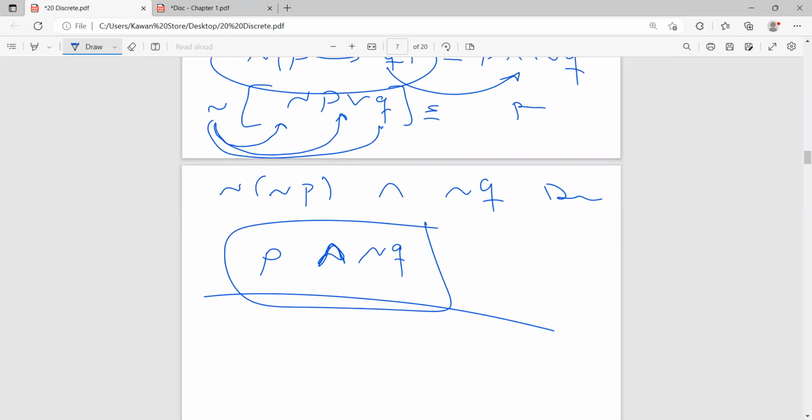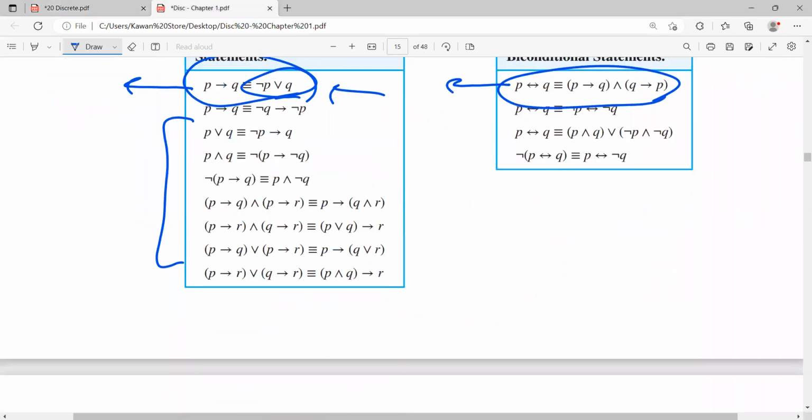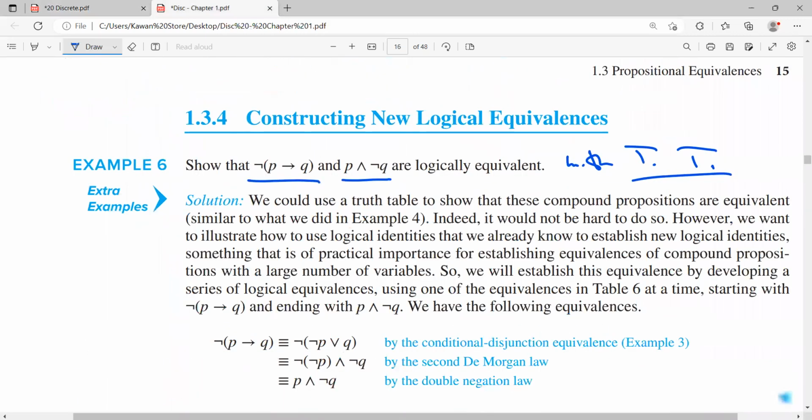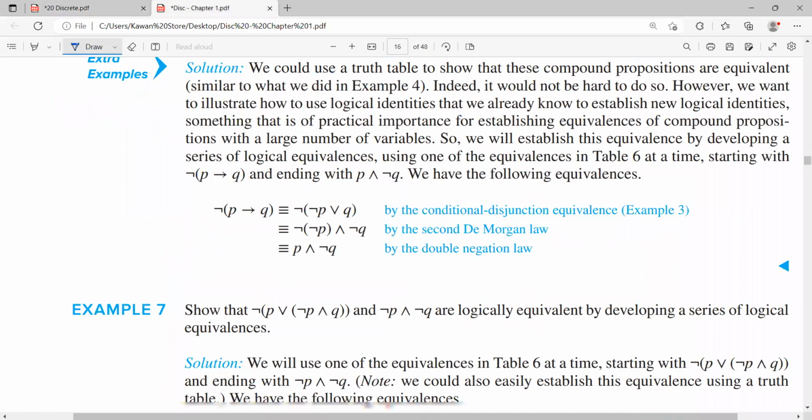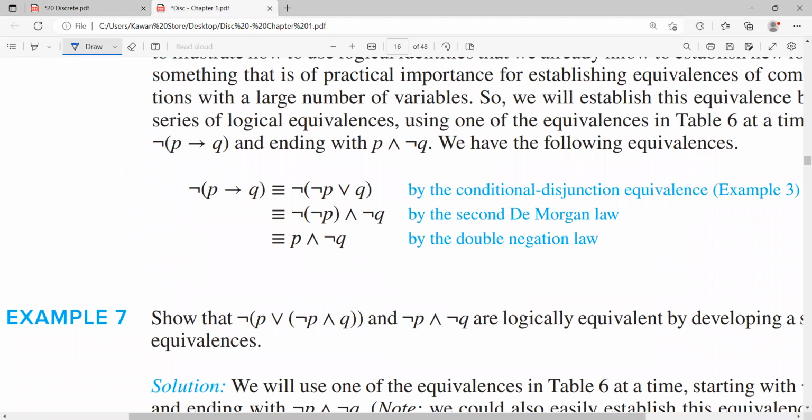Good. So later I'm going to share this video with you. Good. Did you understand how to use that one? Clear? Good. Now, the second example. Look, show that that one and that one are equivalent.